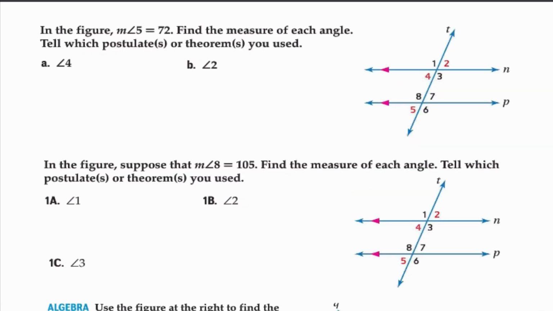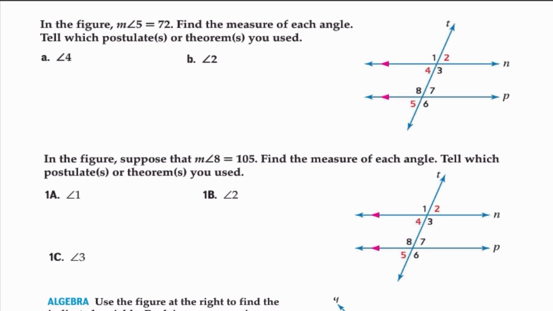Okay, we're going to flip the page now. In the figure, measure of angle 5 is 72 degrees. Find the measure of each angle. Tell which postulates or theorems you used. You're going to need your pink sheets for these problems. You're going to need the pink sheet for today and the pink sheet that you obtained in Unit 3. So let me go over the question again.